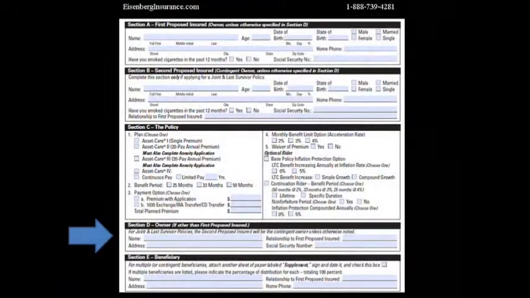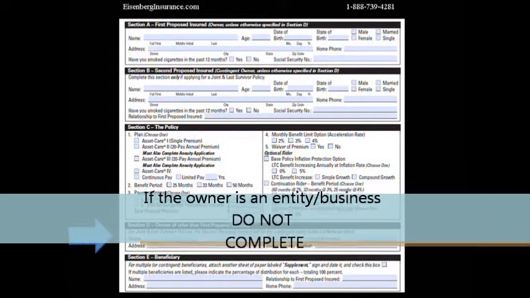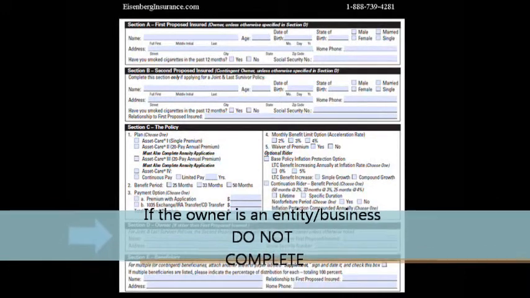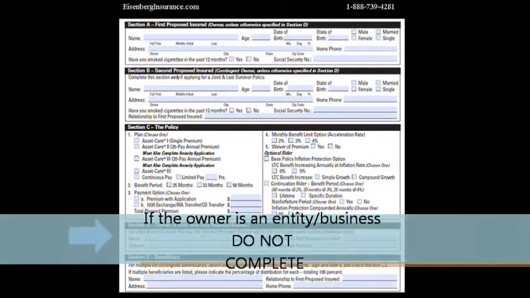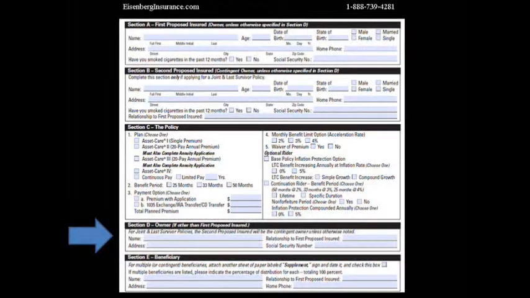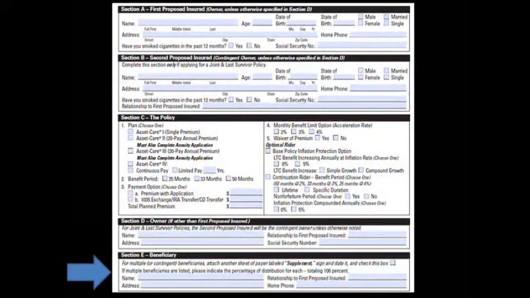Section D is the owner information. If the owner is the insured, this section does not need to be completed. But if the owner is an entity such as a business, this information does need to be included on the application. And finally, the last section of the first page is the beneficiary information.